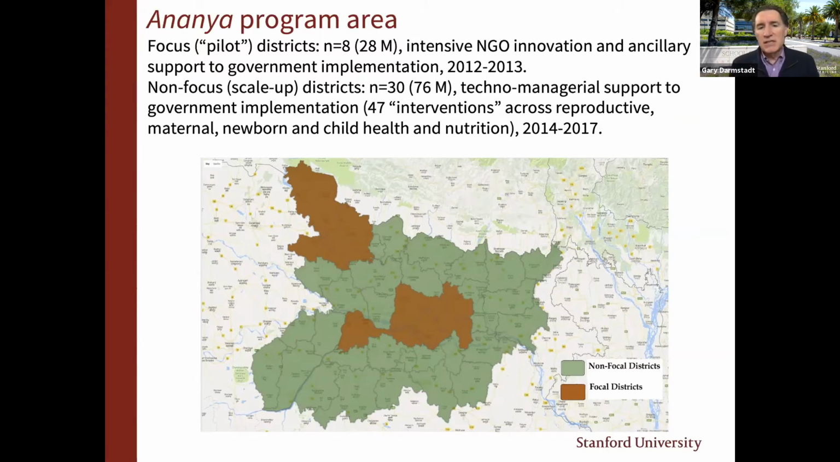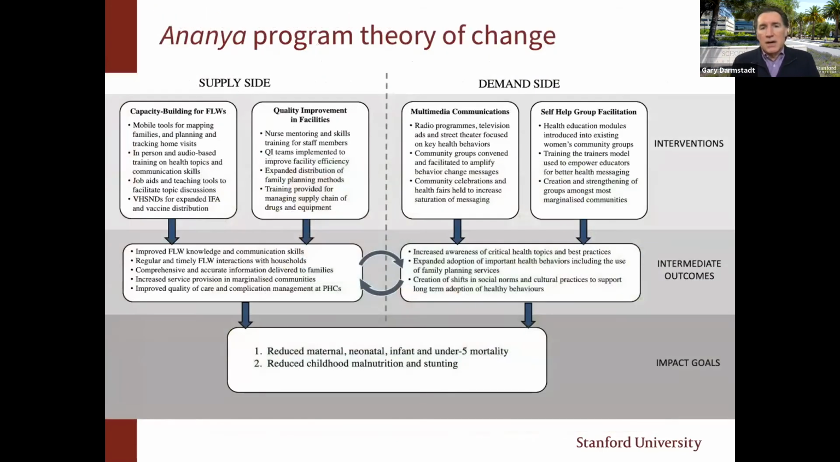We documented 47 interventions that were being implemented across the entire continuum of care for reproductive, maternal, newborn child health, and nutrition. So this is a very complex program. Summarized it with this theory of change, where there are supply side and demand side interventions. On the supply side, there is a focus on building the capacity of the frontline workers to engage with beneficiaries, to communicate with them effectively, to provide information, behavior change communications, and link them to services.